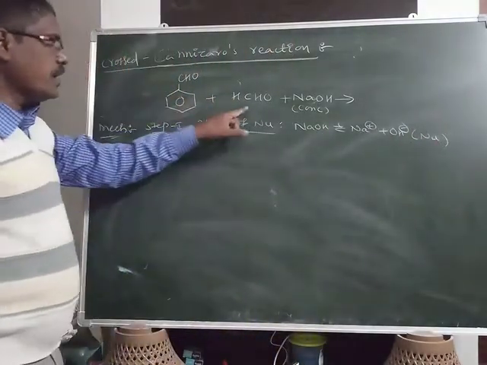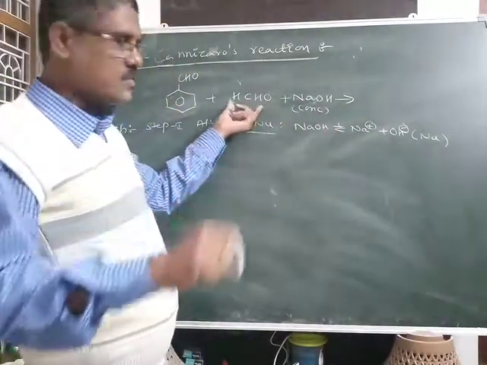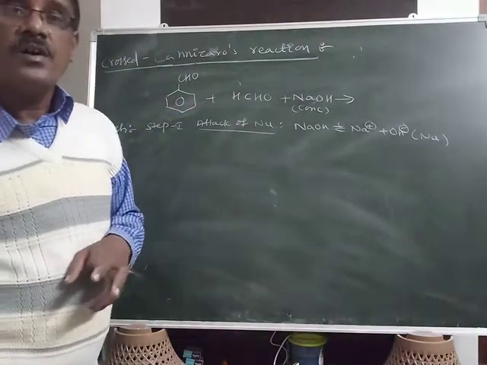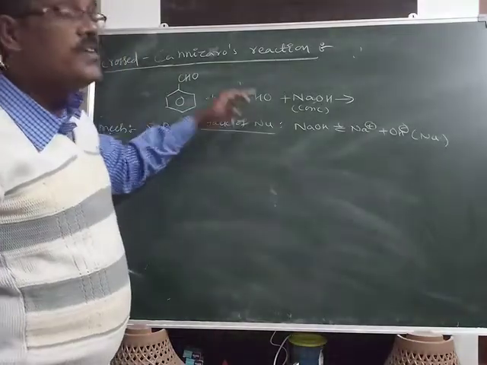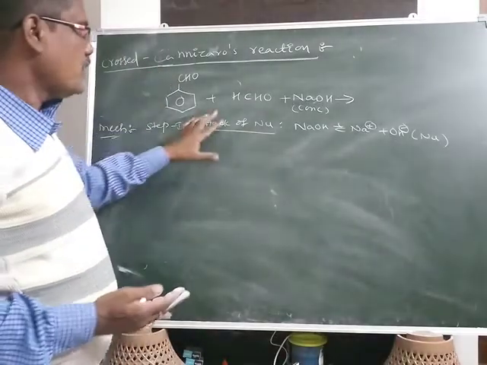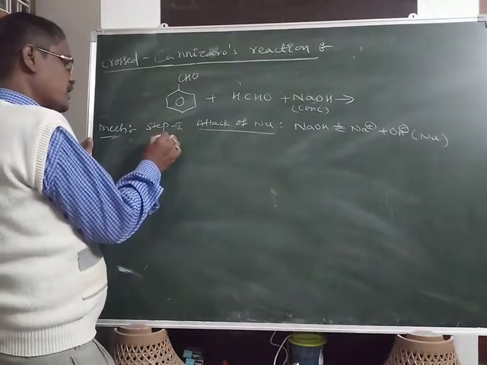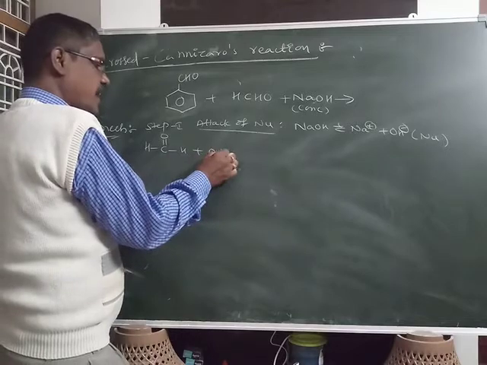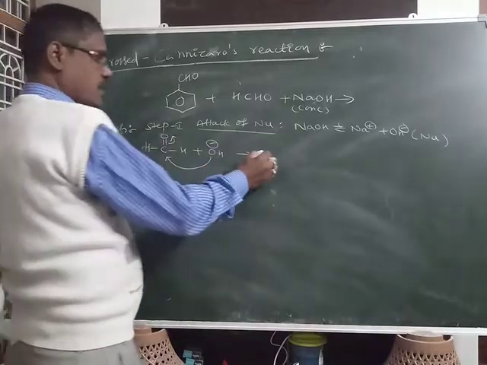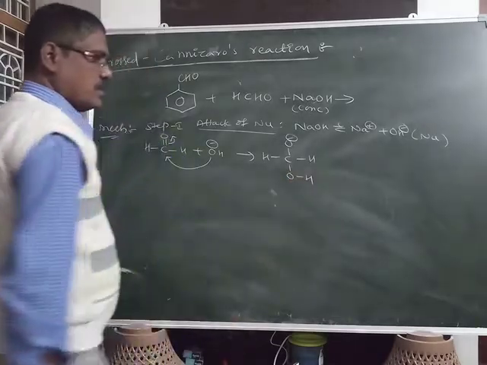Now there is a competition for the nucleophile. Does formaldehyde react first or benzaldehyde react first? The competition is based on their reactivity. The reactivity of formaldehyde is much more than the benzaldehyde. That's why formaldehyde is involved first in the first step. Now OH minus attacks the carbonyl carbon. This bond shifts to this side and OH minus is added to this one. This is step 1.